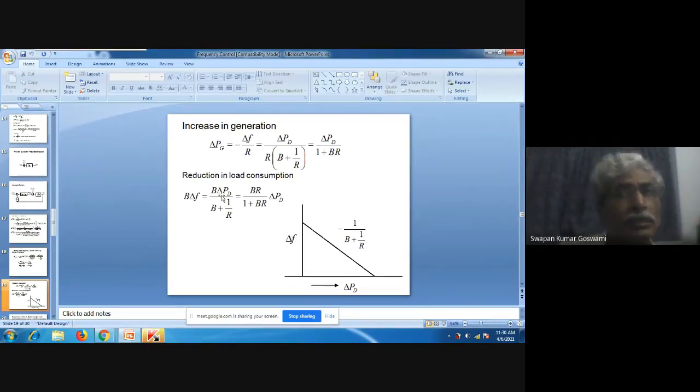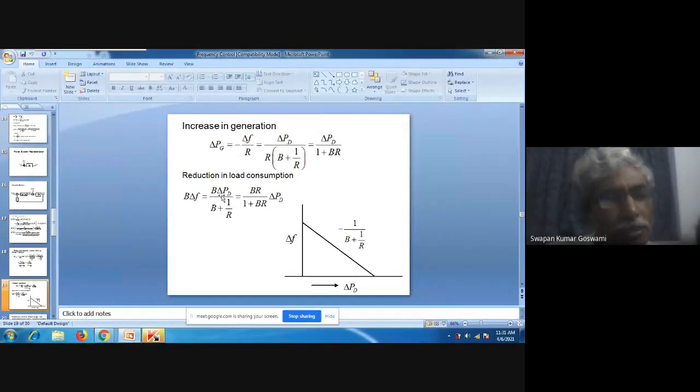So, what is stored kinetic energy? It depends upon the speed of the generator. So if it releases power, how do we obtain that power? It is the rate of change of stored kinetic energy. That is the power. So immediately after the load is switched on, what will happen?